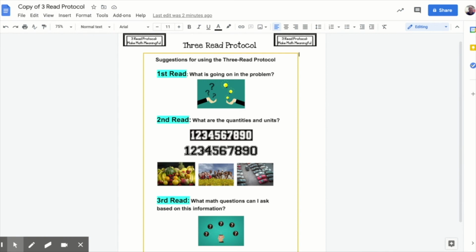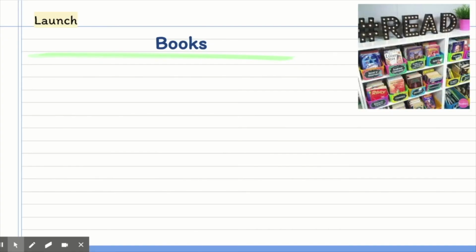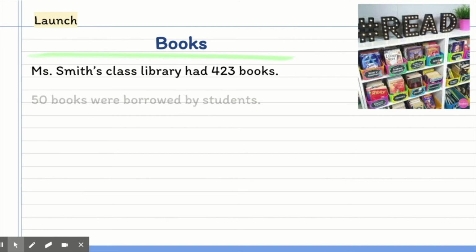All right, so let's look at this example. It's titled Books, and we're doing that 3-read. So the first read, we're going to read through the information and break it down. So at first, we have Miss Smith's class library has 423 books. 50 books were borrowed by students. Okay, so we know that this is math, and we're going to be either adding on or taking away. So we're reading through to understand the first 2 sentences. Notice there's no question yet.